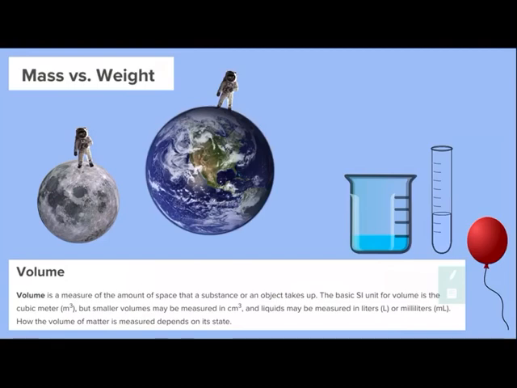The mass doesn't change. What does change is the weight, because weight is affected by gravity. So the Earth has more gravity than the moon, therefore that astronaut weighs more on Earth than he does on the moon. And so that's the key critical difference between mass and weight.